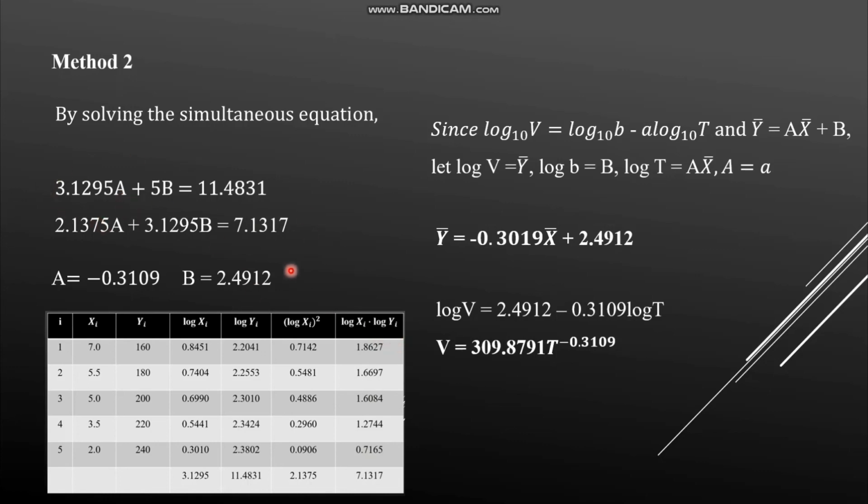Then by pressing the calculator, you will get A equal to this and B equal to this. Again, since log V equals log B minus A log T and Y min equals AS min plus B, we can let log V equal Y min, log B equal big B, log T equal AS min, and big A equal small a. We substitute both of these values into the respective A and B, and we will get this equation. Then we substitute the corresponding values into this logarithm equation, and we will get this value. Of course, here again you need to apply the law of logarithm.